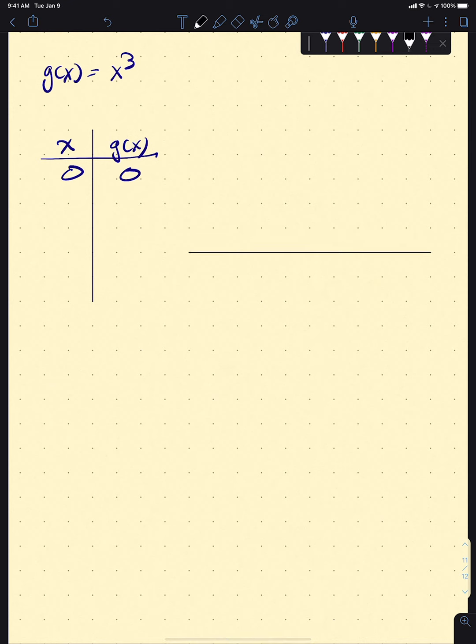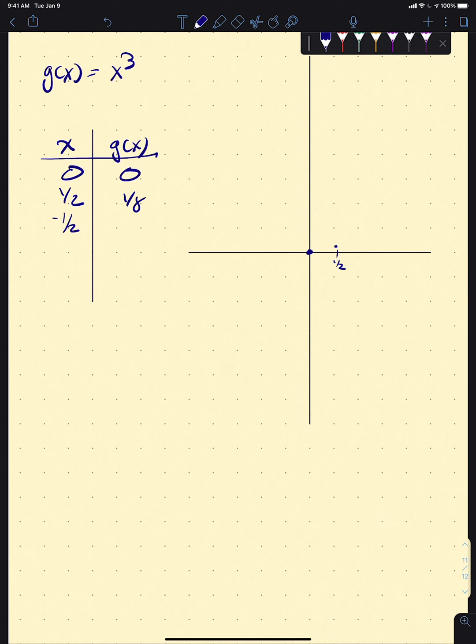Let's draw our little line here and do something like that. So we know that 0, 0 is on this. Okay, well, what about 1/2? Well, 1/2 cubed is 1 over 8. So if we go out, say this is 1/2, we're going to go up an eighth. So just a little bit, right? Half of a quarter. Well, if x is negative 1/2, then when we cube it, that negative actually stays. So we get negative 1/8. So we're going to be about there.